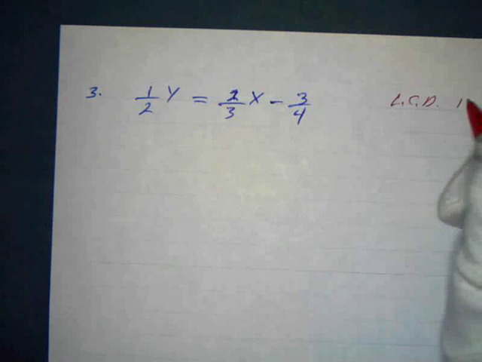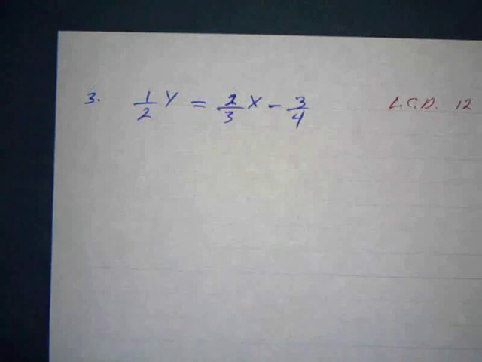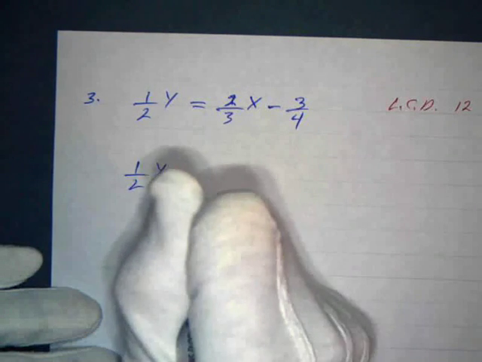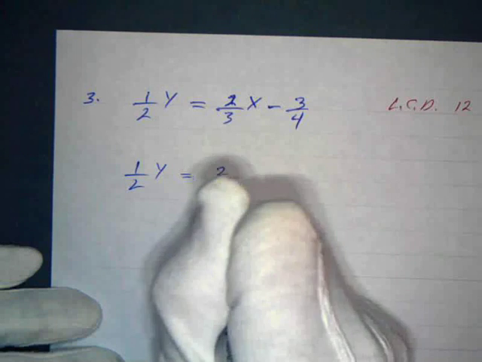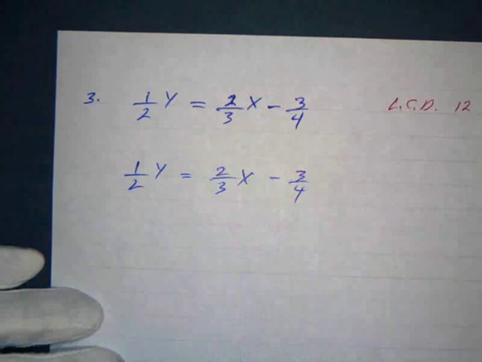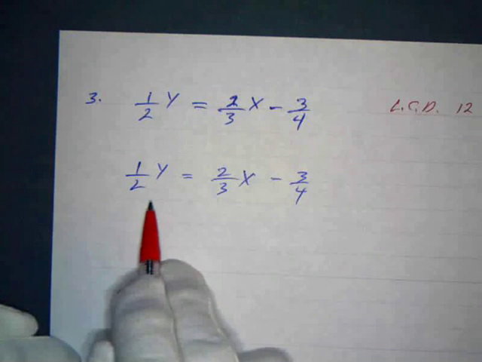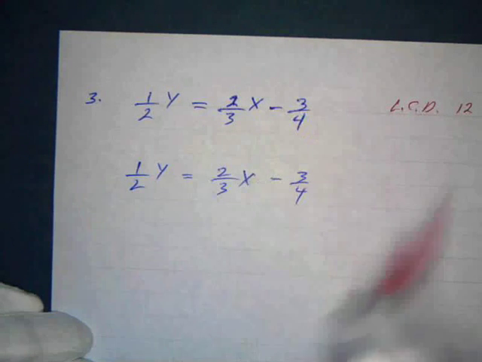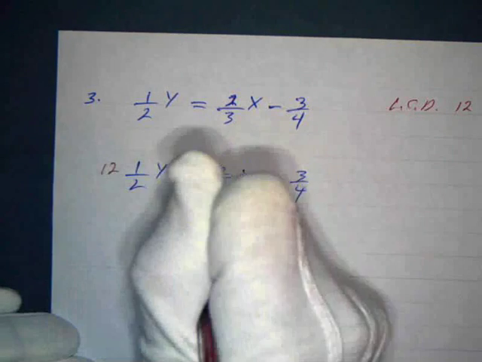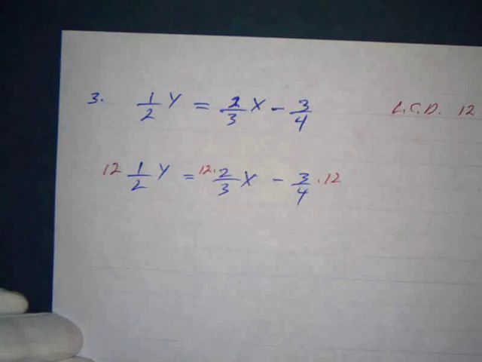So I write it down so I don't forget. It's 12. And then I'm going to multiply every term by 12. Let me rewrite this so you can actually see a little bit better what we're going to do. So I'm going to multiply every term, and remember terms are separated by positive and negative signs, so I've got 1, 2, 3 terms. So I'm going to multiply every term by the LCD. So 12 times 1/2, 12 times 2/3, and 12 times 3/4.